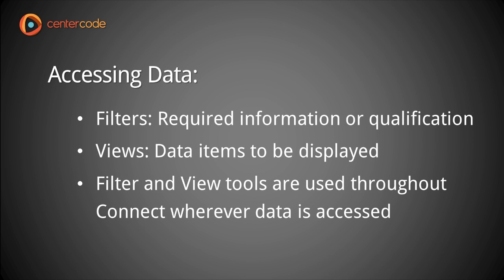Next, we're going to talk about accessing data via views and filters. Now, views and filters are things that are going to be seen in any place that data is accessed throughout Connect. So, user management, feedback management, and reporting are just three. But effectively, a filter allows you to pull up particular items or particular users based on qualifying data.